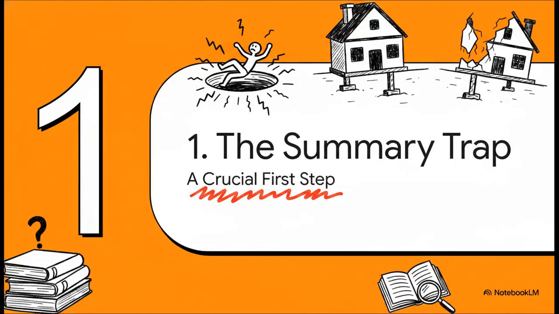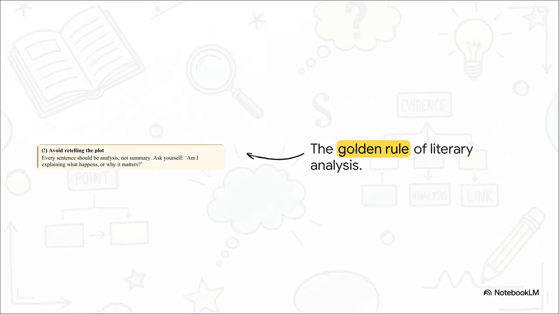The summary trap. Okay, let's dive into this. We need to talk about the most common pitfall in literary analysis: building a house without a foundation. The golden rule here is absolutely strict. Do not just retell the plot. Look, during an exam or when you're staring at a blank page, it is so tempting to just summarize what happens to fill up space, right? But that is an absolute trap.